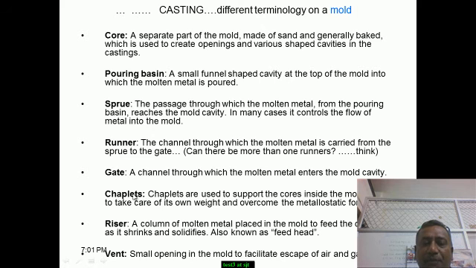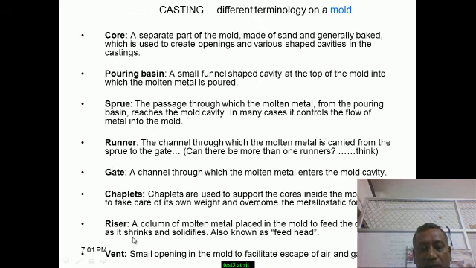The runner has been told, the gate has been told. What about the chaplets? These chaplets are the supporting members made of metal, which will be kept inside the mold cavity in case some cores are planted inside. If you want to give some portion of the cores additional support so that they will not get dislocated or disturbed while the hot metal is being poured, we can give supports to these cores by means of some small screw-like elements. This can be understood better in the forthcoming slides.